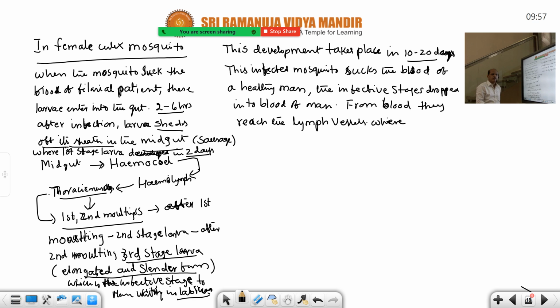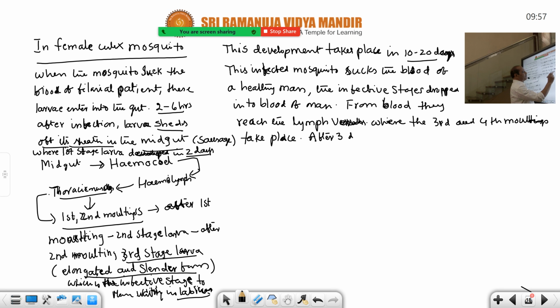Already two moultings occur in the thoracic muscles of the mosquito, the first two moultings. Next, the third and fourth moultings occur. After the third moulting, the fourth stage larva; and after the fourth moulting, the fifth stage larva is developed. This fifth stage larva, the final stage larva, develops into an adult.